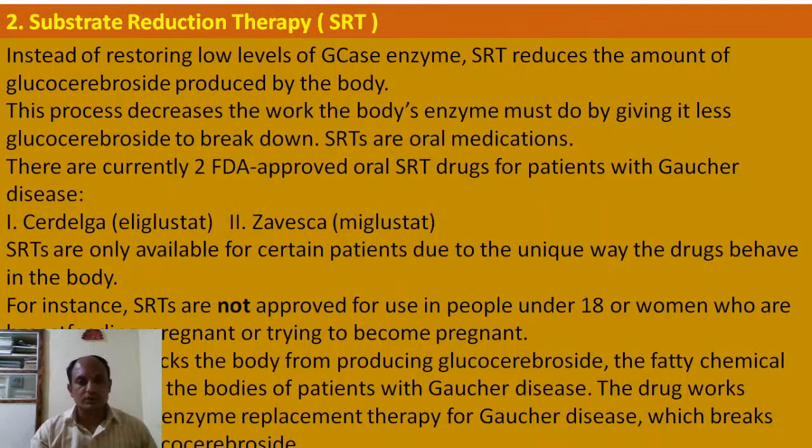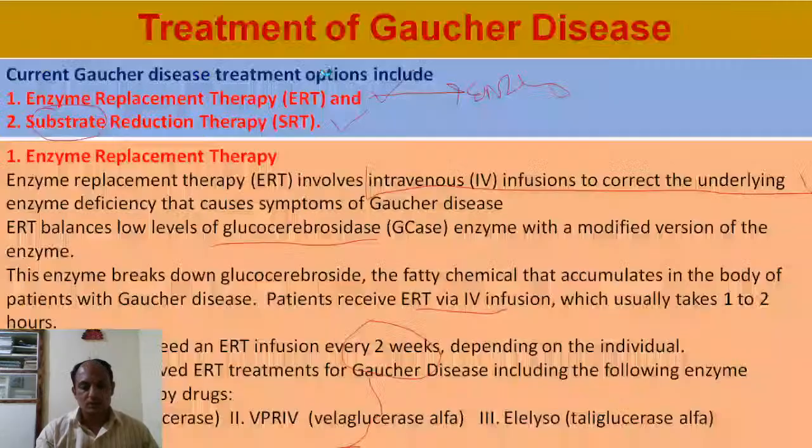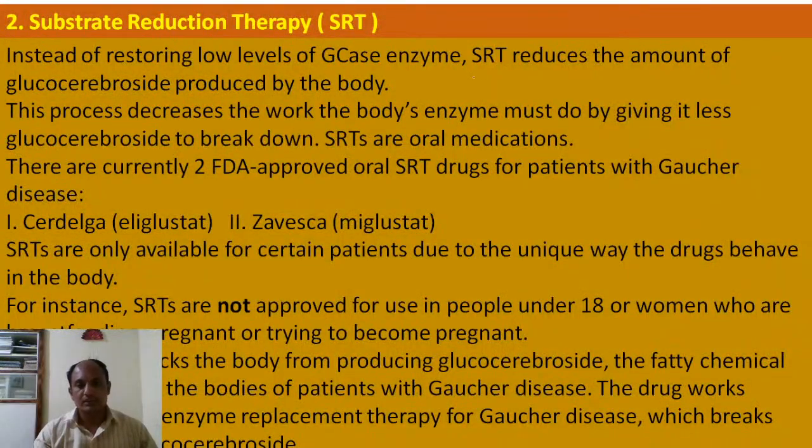The second treatment for Gaucher disease is substrate reduction therapy, because the substrate gets accumulated in patients suffering from Gaucher disease. So one objective is to reduce that substrate. In substrate reduction therapy, instead of restoring the low levels of the glucocerebrosidase enzyme, the therapy reduces the amount of glucocerebroside produced by the body. So there is a decrease in the concentration of glucocerebroside. That means we are reducing the substrate, and that's why it is called substrate reduction therapy.